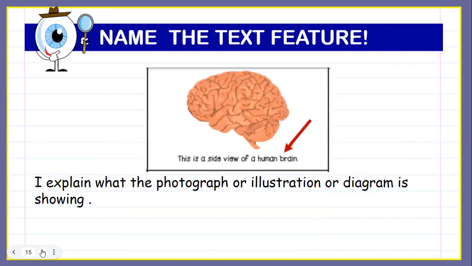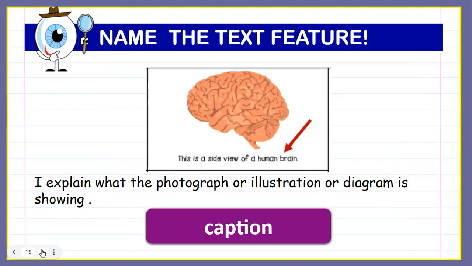All right, name the text feature. Now this text feature, it explains what the photograph or illustration or diagram is showing. It is a caption. So the caption is a text feature. It explains what the photograph or illustration or diagram is showing. So boys and girls, caption is a text feature.